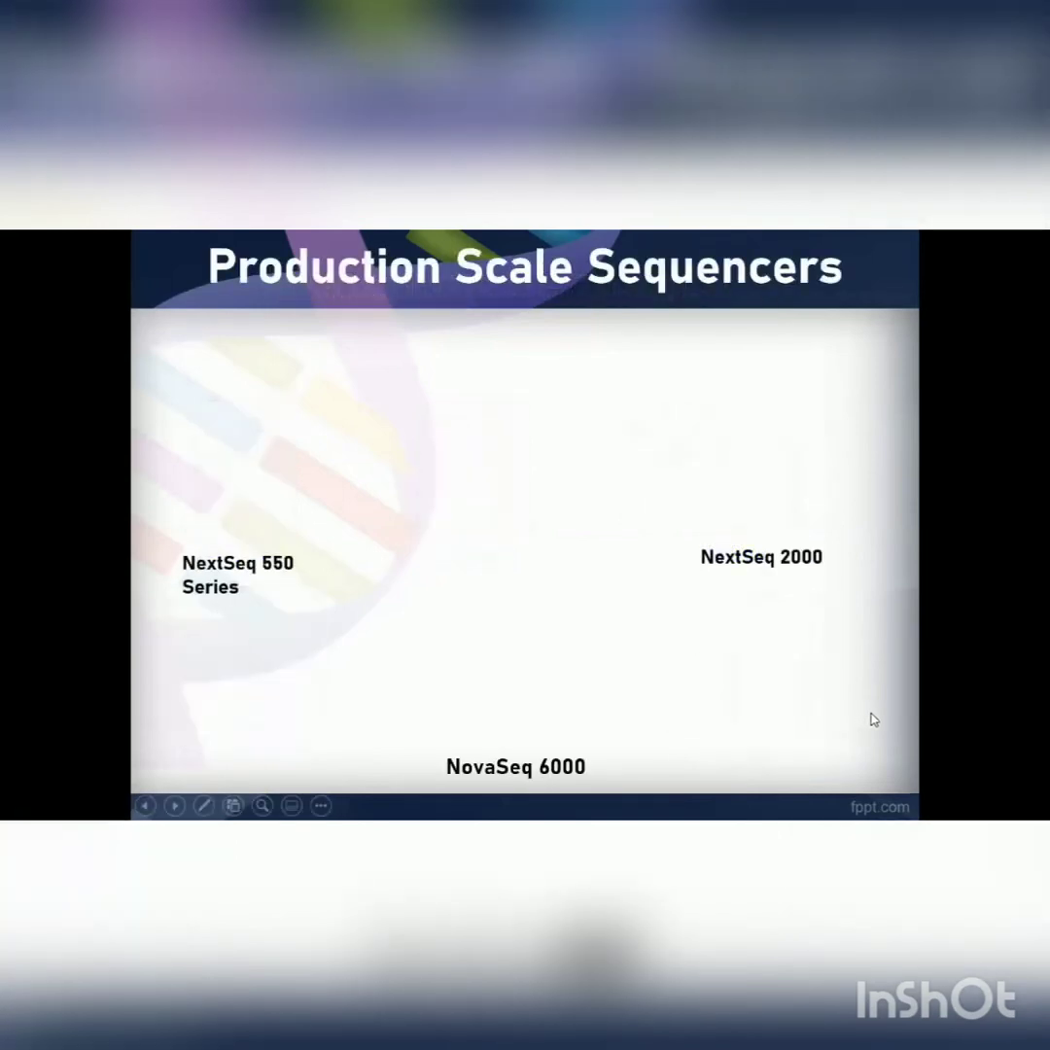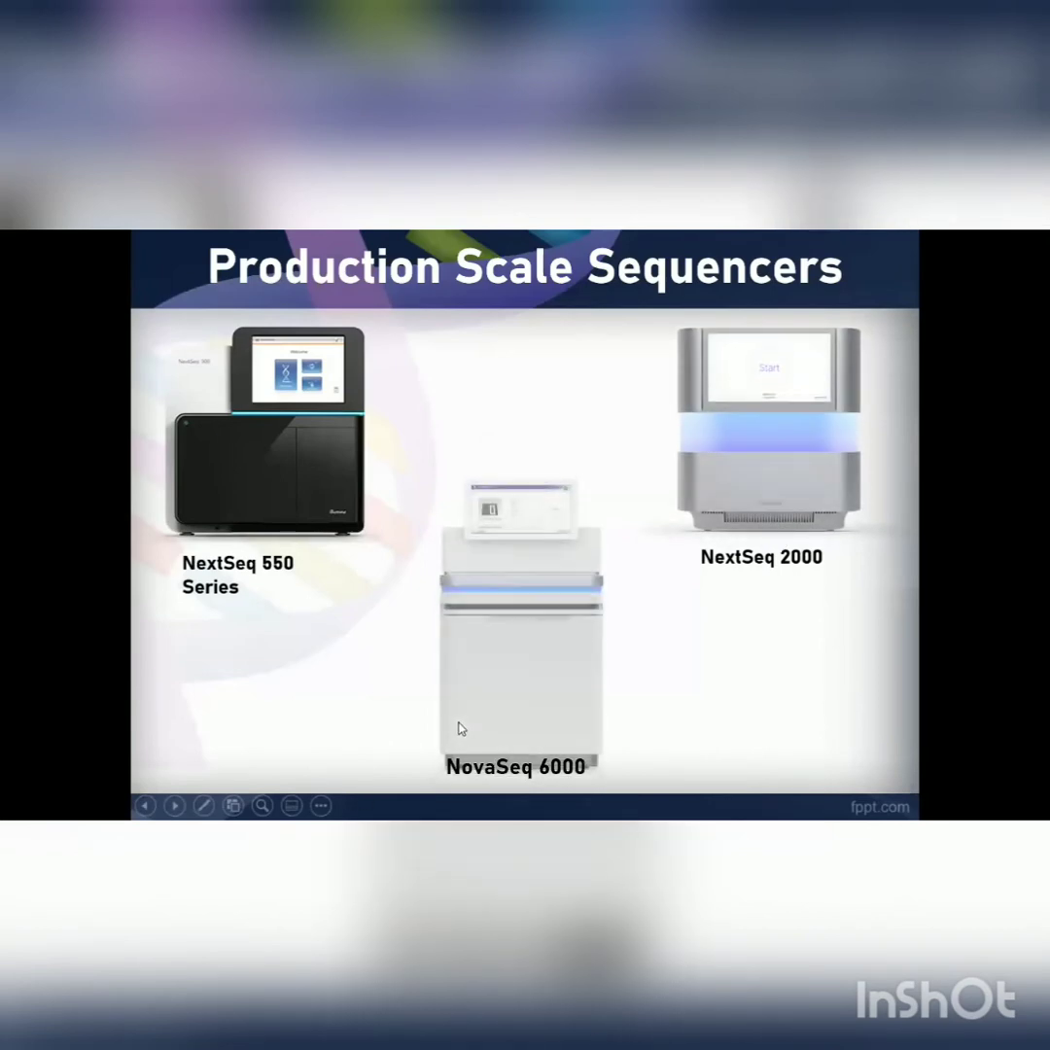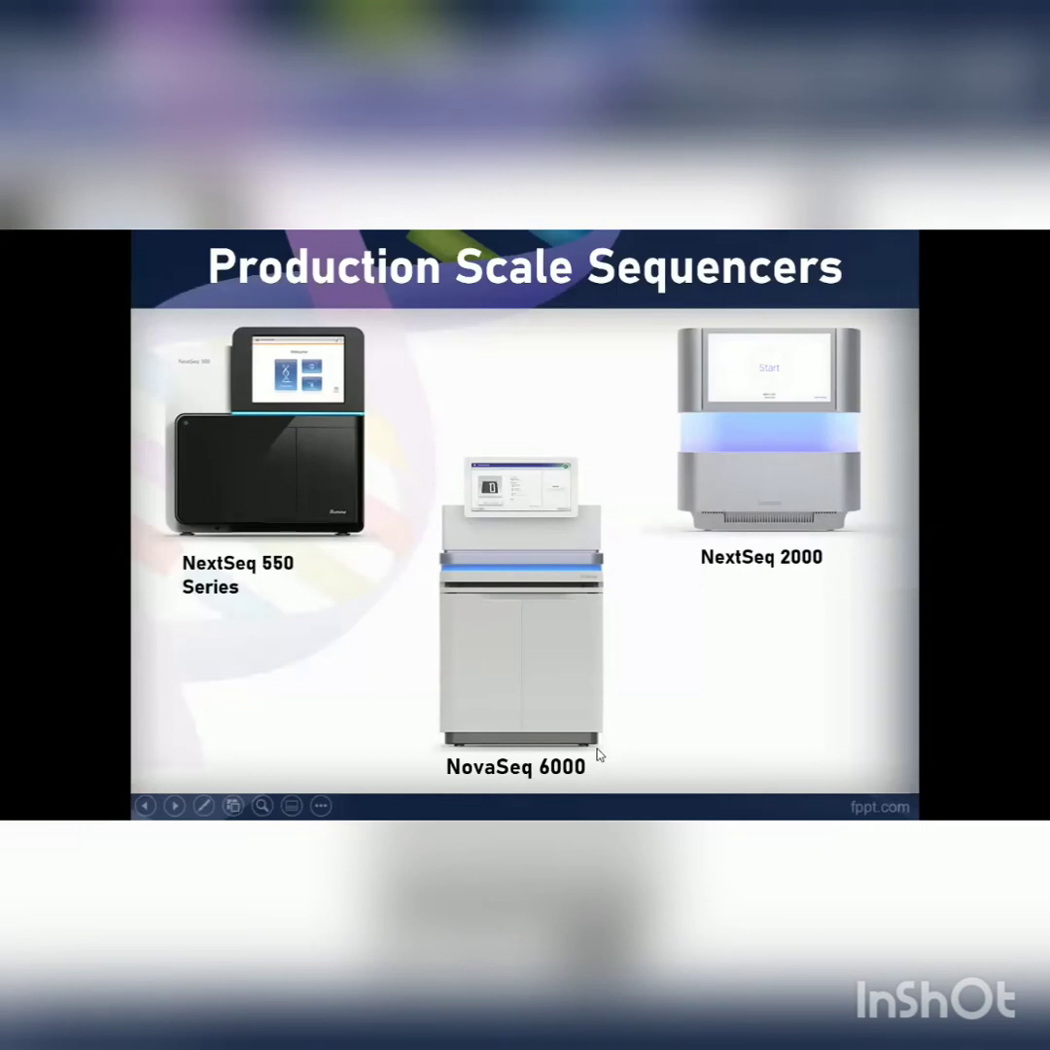And coming to the production scale sequencers, these sequencers are used for high throughput applications and for larger studies, such as the NextSeq 550 series, the NextSeq 2000, and the NovaSeq 6000. And the HiSeq 3000 and the HiSeq 4000 systems have been discontinued. These were used for production scale, high throughput exome and transcriptome sequencing projects.